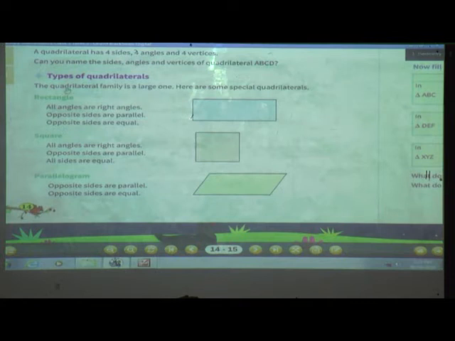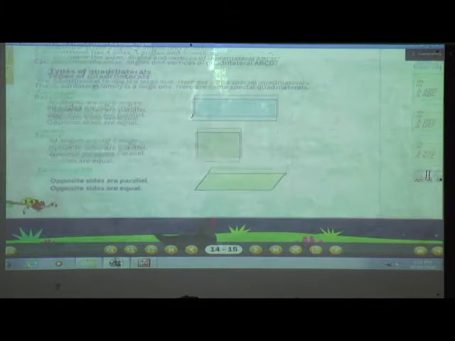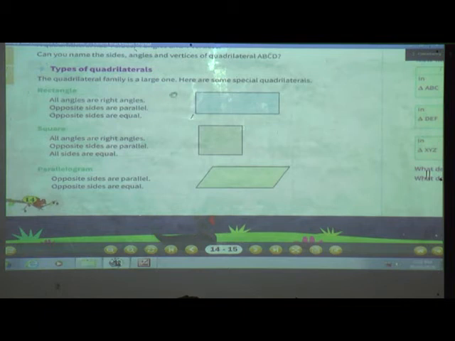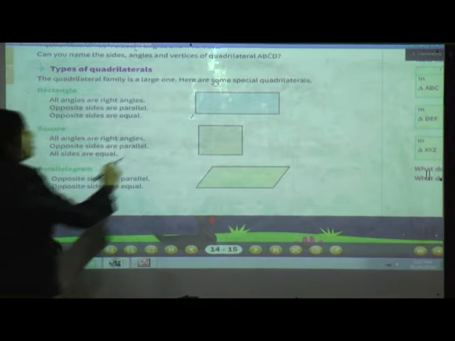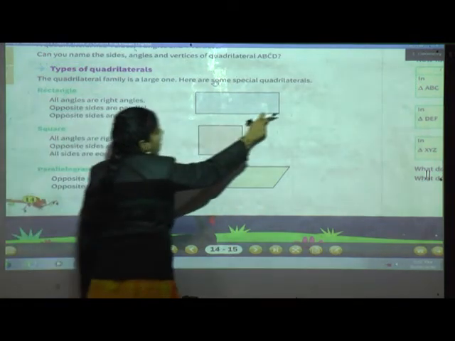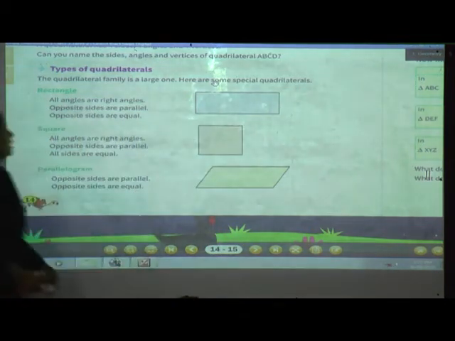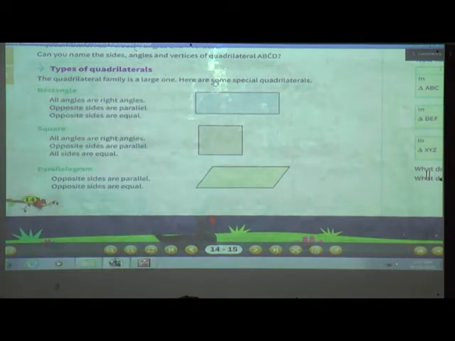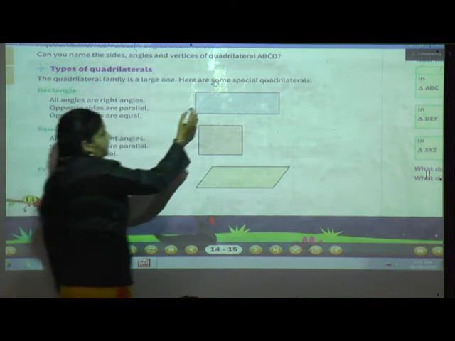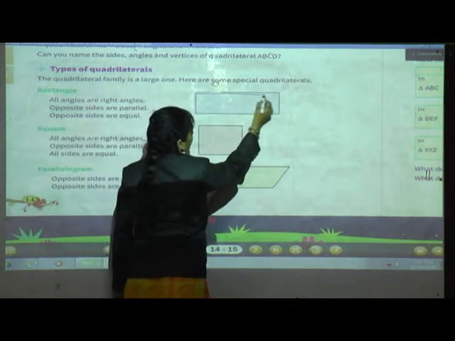See students, the quadrilateral family is a large one. Here are some special quadrilaterals. First one is a rectangle. All angles are right angles. See, here all angles are right angles. Even opposite sides are parallel. See, these are the opposite sides.